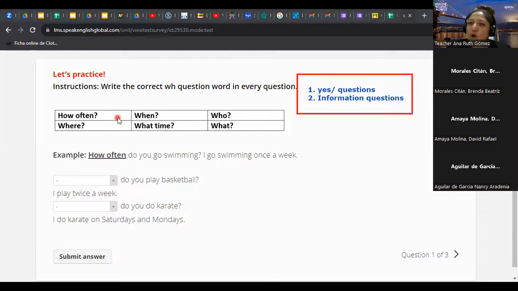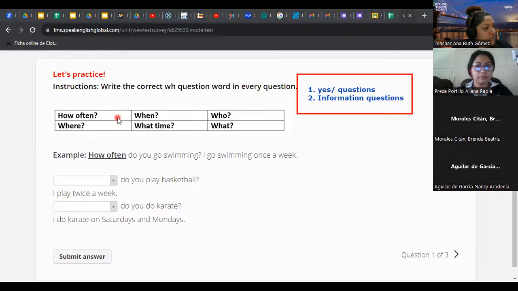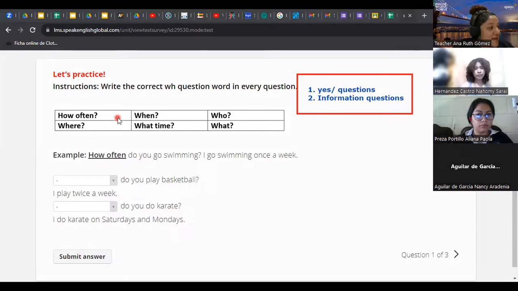What's the meaning of how often in Spanish? ¿Qué tan seguido? ¿Con qué frecuencia? Very good. That is the meaning, okay? So, what about where? ¿Dónde? Very good.